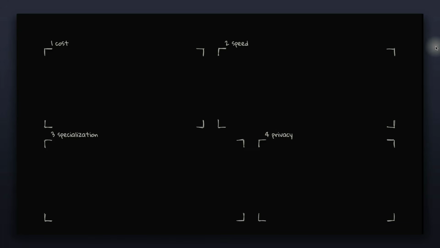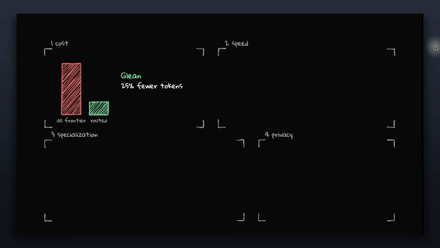So cost is the most obvious one. Especially for enterprises, they're realizing that they're burning tokens, or token maxing. So based on the workflow at hand, they probably want to use smaller models as a part of that workflow.